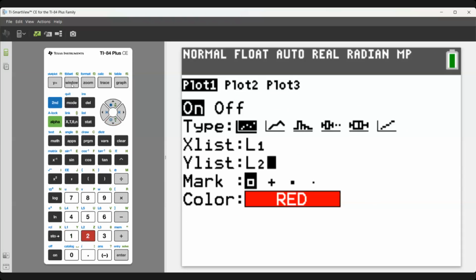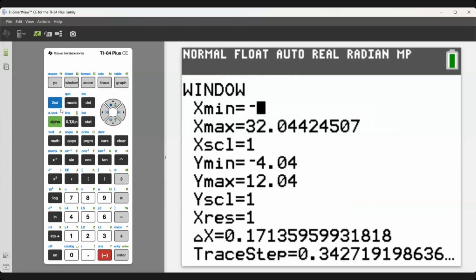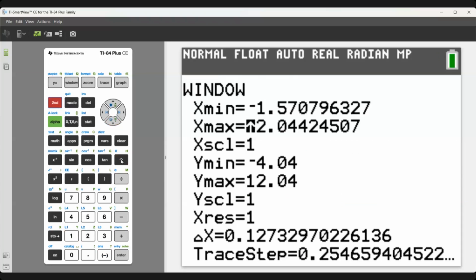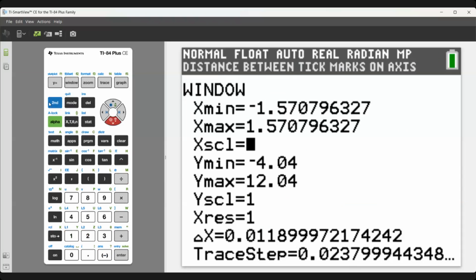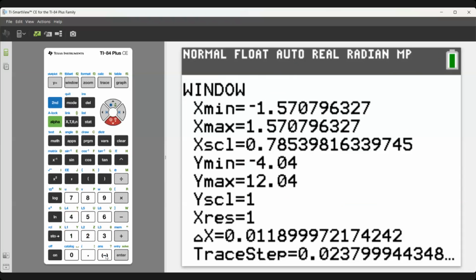Beautiful. And then our window, we said we want negative pi over 2 to pi over 2 as our X min, X max. So those are our 2 asymptotes that we're looking at, and a step X scale of pi over 4. We'll just do negative 2 to 2 for right now.